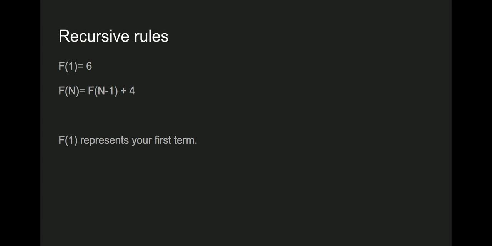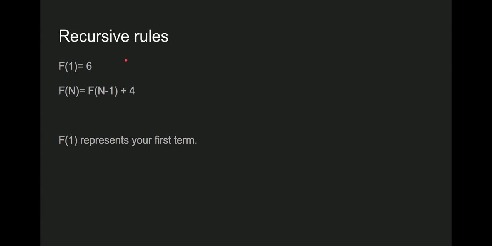The recursive rules look scary, but they're actually pretty easy. Your recursive rule gives you a starting point. In some of the examples that you looked at last week, you might start at the whole number 12, and then you're adding 4 from there, okay? That would be a recursive rule because you're starting somewhere, and your starting point isn't 0. We're not starting from 0. And so f of 1 represents your first term.